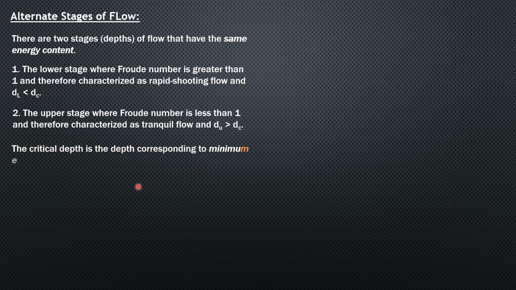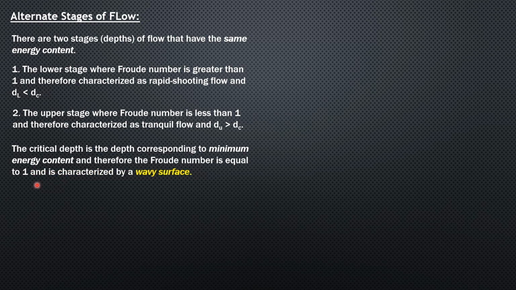The critical depth is the depth corresponding to minimum energy content, and therefore the Froude number is equal to 1 and is characterized by a wavy surface. So take note of the characteristics when the depth of flow in the channel is critical. It is characterized by a wavy surface, and the Froude number, which will be defined later as the ratio of inertia to gravity forces, is equal to 1.